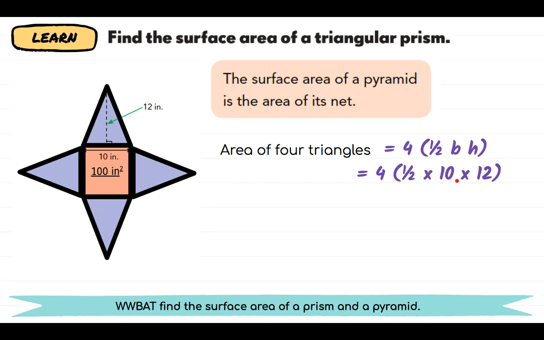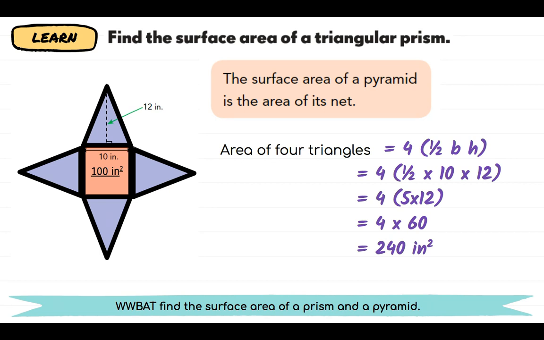The number inside the parentheses represents the area of one triangle. And because we have 4 triangles, you multiply by 4. But let's solve whatever is inside the parentheses first. 1/2 of 10, or 10 divided by 2, is the same as 5. So now I have 4 times 5 times 12. 5 times 12 is 60. So now I know that each triangle is 60 square inches and 4 of them would equal 240 square inches.